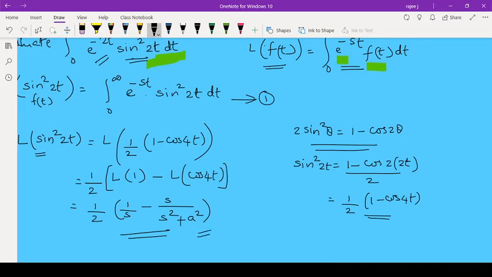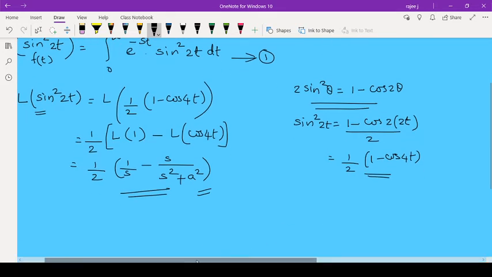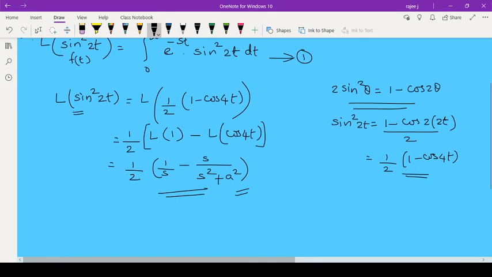Now look at equation number 1. Equation number 1 is L of sine square 2t equals integral 0 to infinity e to the power minus st sine square 2t dt. So here the LHS is this one and the RHS is integral 0 to infinity e to the power minus st sine square 2t dt. So what I am going to do here is equate the LHS and RHS of this equation number 1 and this one, say 2.